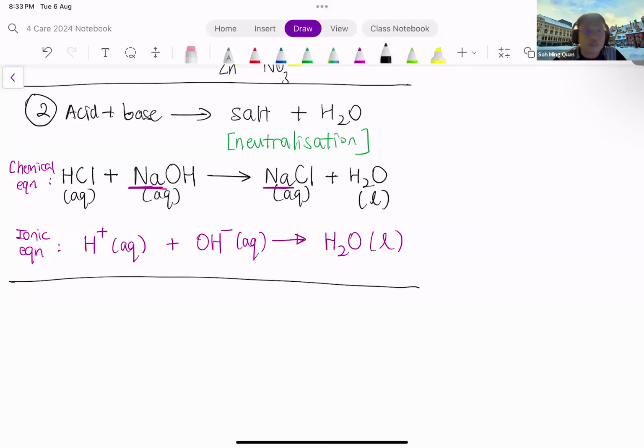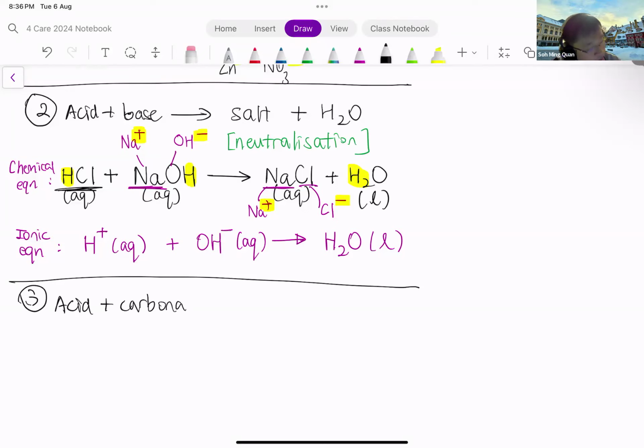And that's acid plus base forming salt and water, neutralization. So we have gone through both the chemical equation and the ionic equation. Okay, so moving on to the third reaction, acid plus carbonate. Now, acid plus carbonate forms salt plus carbon dioxide plus water.